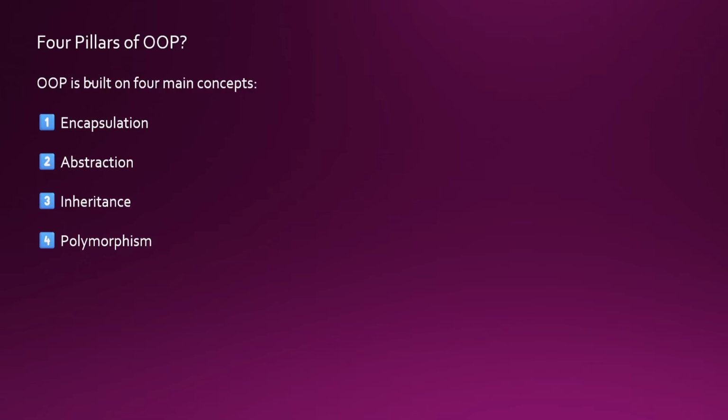Next is 4 pillars of OOPS. OOPS is built on 4 main concepts, that is encapsulation, abstraction, inheritance, and polymorphism. Right? Now think like this. Suppose this is your house. Okay. Now your house has 4 pillars in each corner, right? That means your entire house depends on these 4 pillars, right? And your entire house stands on these 4 pillars.